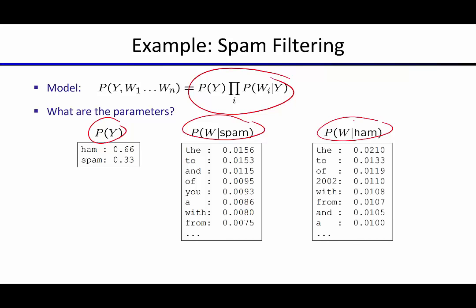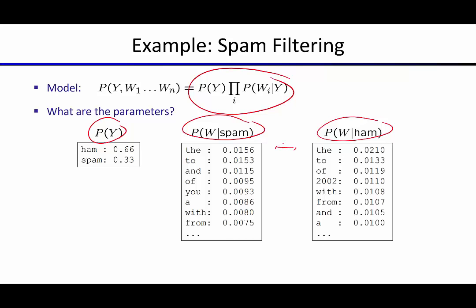For ham, quite similar. Not sure about the 2002. Because a lot of people were very punctual, maybe, about certain things. Well, part of it is that this data set was collected back in 98 through 2002, so that's part of why that number appears. But it's very interesting to look at this. If you look at what's going on, the most likely word in each case is the.